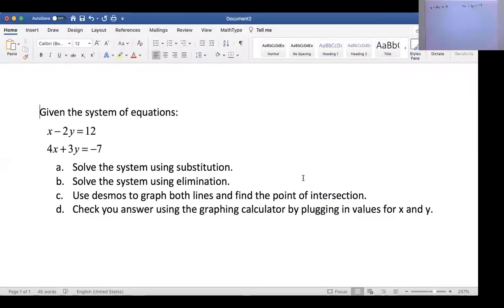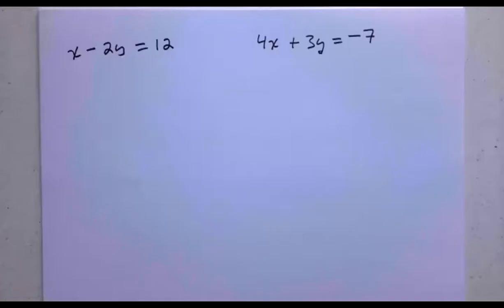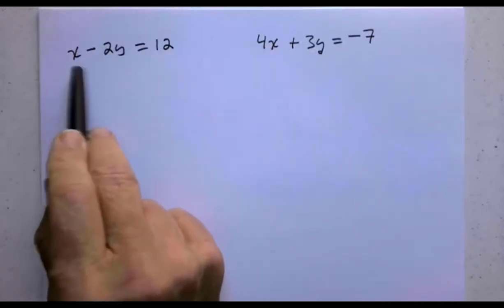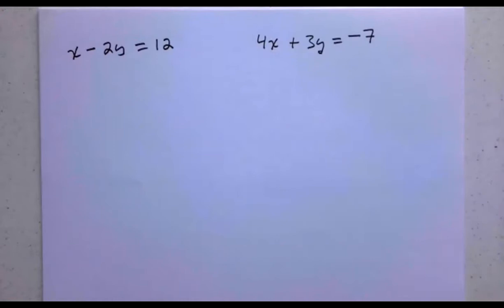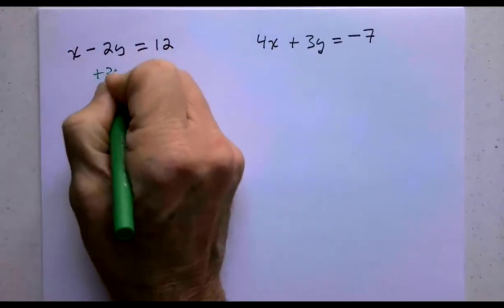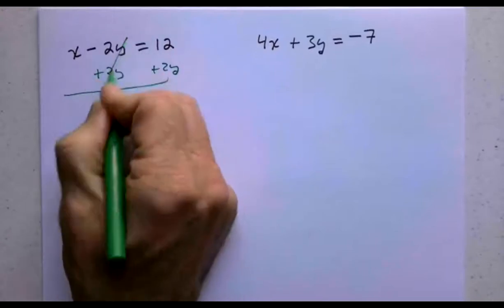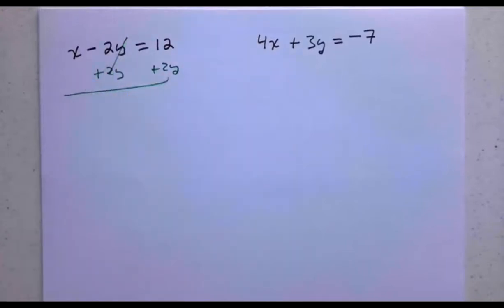So this question gives us a system of equations. We want to first solve with substitution. So let's do that. I look for the easiest variable to solve for, and it would be this x. So we'll solve for this x first. Add 2y to both sides, and we get x is 12 plus 2y.